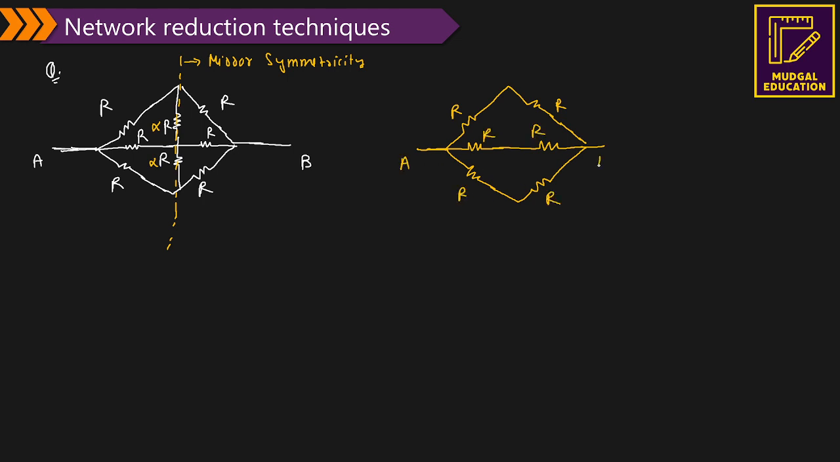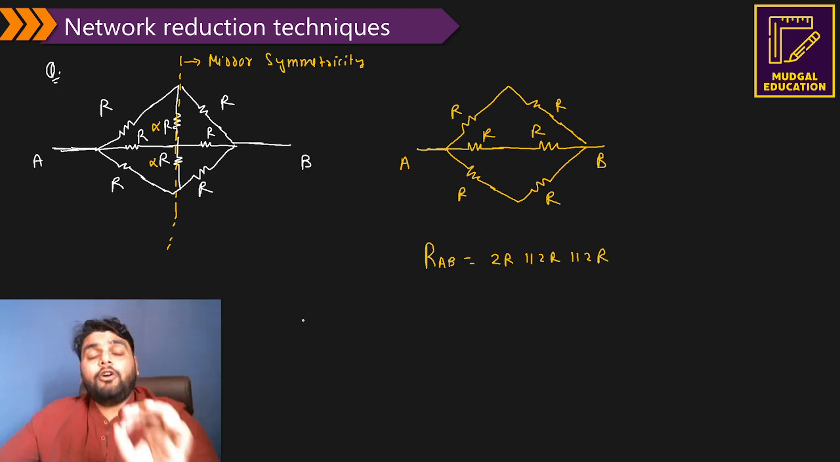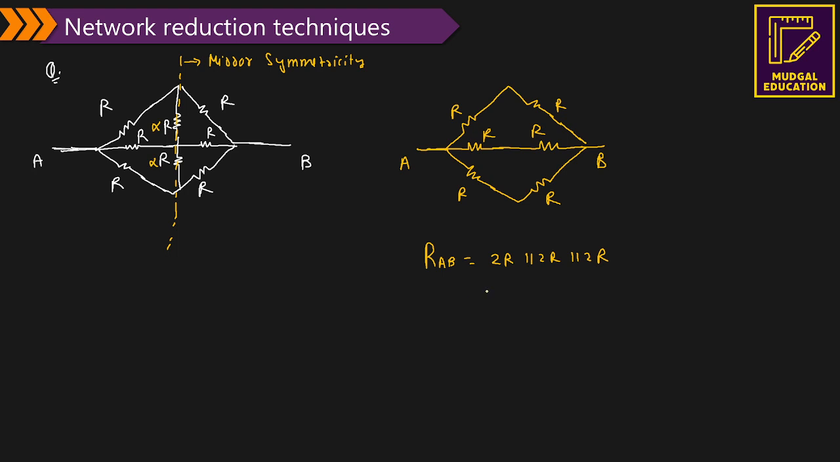Now the network becomes so much simpler. What is the resistance AB? It is 2R parallel to 2R, parallel to 2R. So basically it becomes 2R by 3. Simple. Any doubt here? If you have any doubt, you can ask.